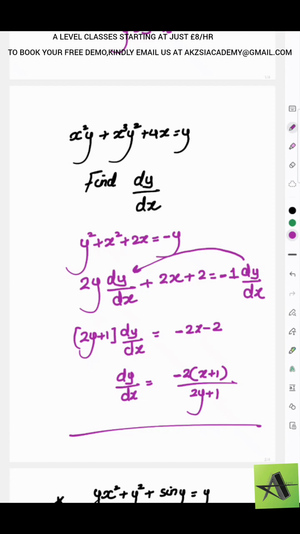Now let me explain why I have written dy over dx. Actually, I have applied the chain rule, which we have already done. If I'm finding dy over dx and I substitute any other function as t, it becomes dy over dt times dt over dx. That's our chain rule, and the same thing I'm applying here.